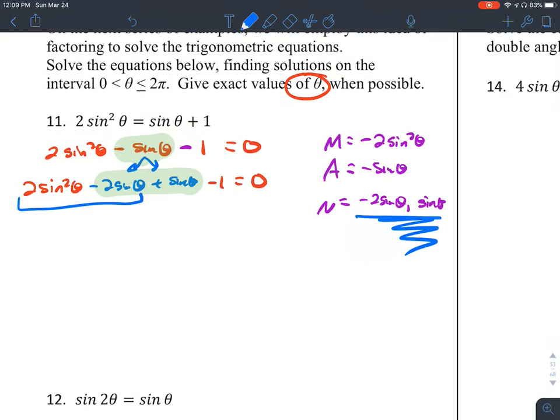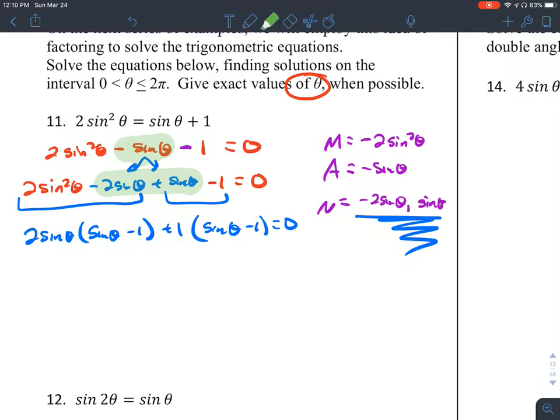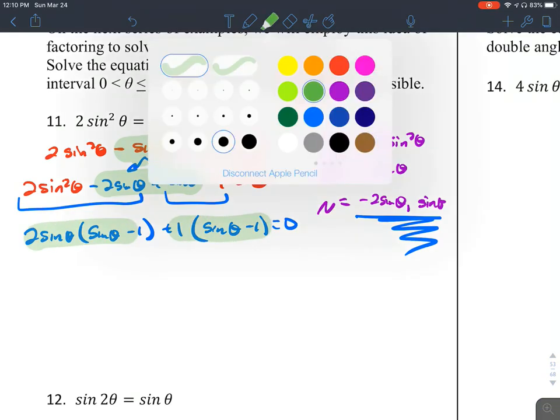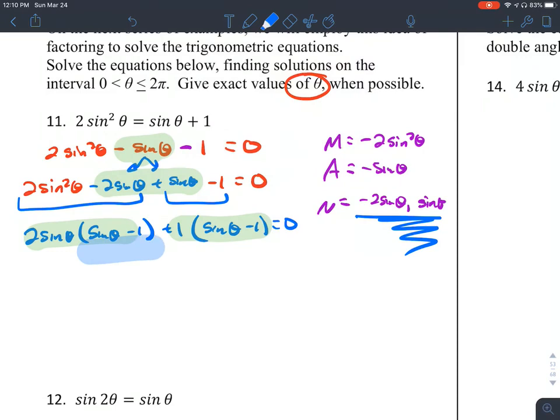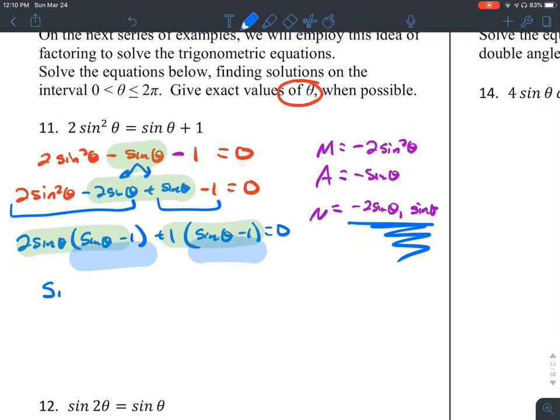Once we've done that, group the first 2 together and the last 2 together, find the GCF of each group. This first group's GCF is 2 sine of theta, leaving us with sine of theta minus 1. GCF of the next group is 1, leaving us with sine of theta minus 1. Looking at these 2 terms, they both have the same factor of sine of theta minus 1. So let's factor that out to the front, leaving us with 2 sine of theta plus 1.